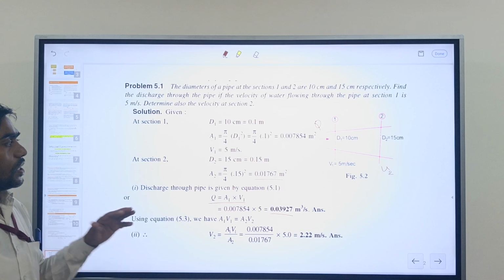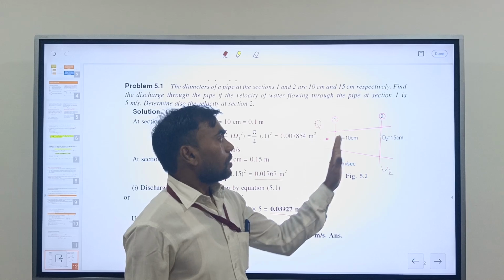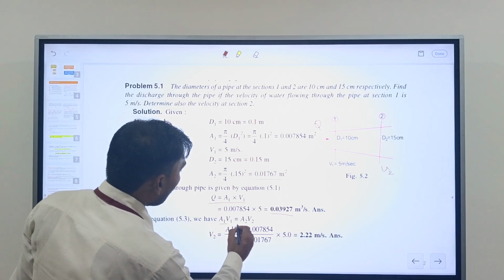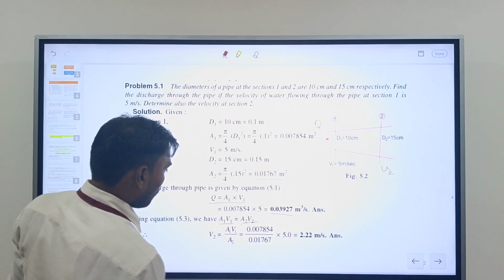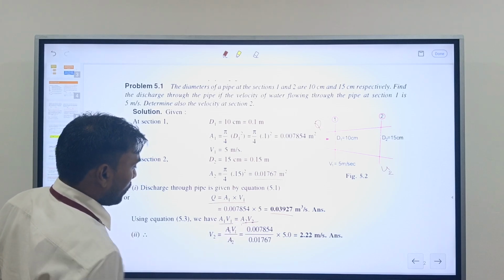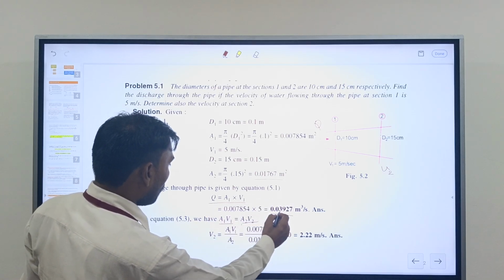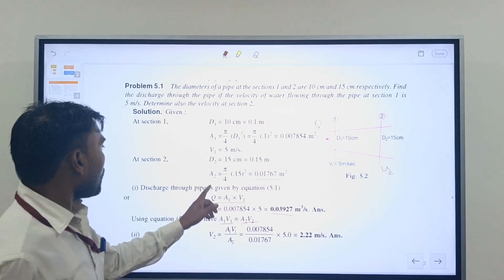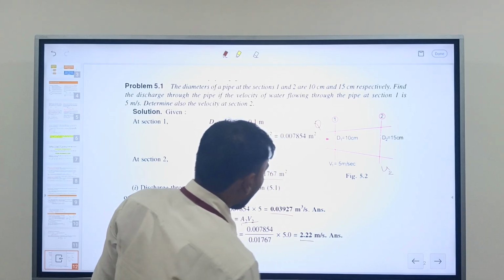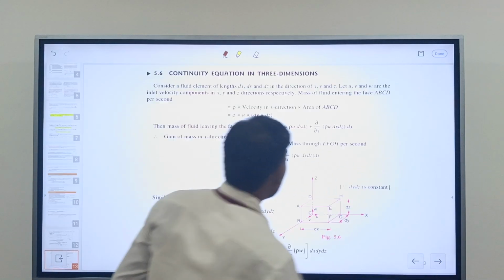Okay, and from the continuity equation we know that the rate of discharge through these sections will be equal. So using the continuity equation, A1 V1 equal to A2 V2. So here V2 can be calculated as A1 V1 by A2. So A1 V1 is already calculated here, and A2 is already given in the problem. So putting all these values, you can calculate the value of V2. It will be equal to 2.22 meter per second. Okay.